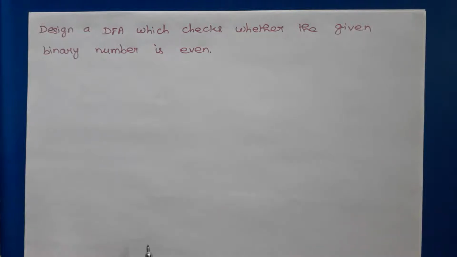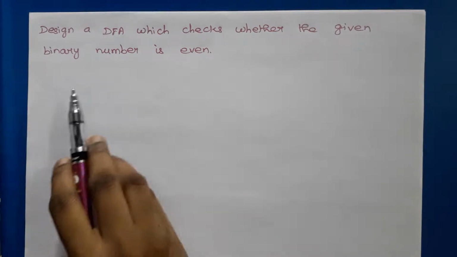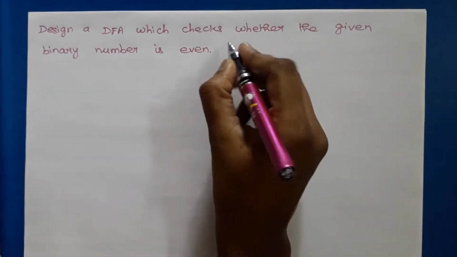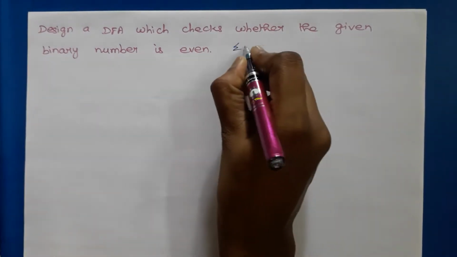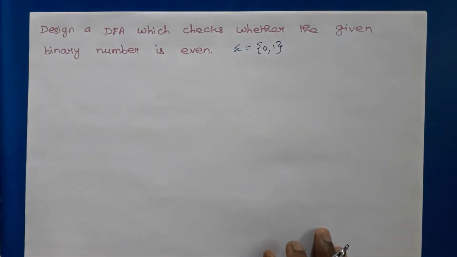Hello everyone. In this video, we are going to construct a DFA which checks whether the given binary number is even. A binary number is made up of 0 and 1. So sigma, our input alphabet, is 0 and 1. And whenever a binary number ends with 0, it is always an even number. And whenever a binary number ends with 1, it is an odd number.